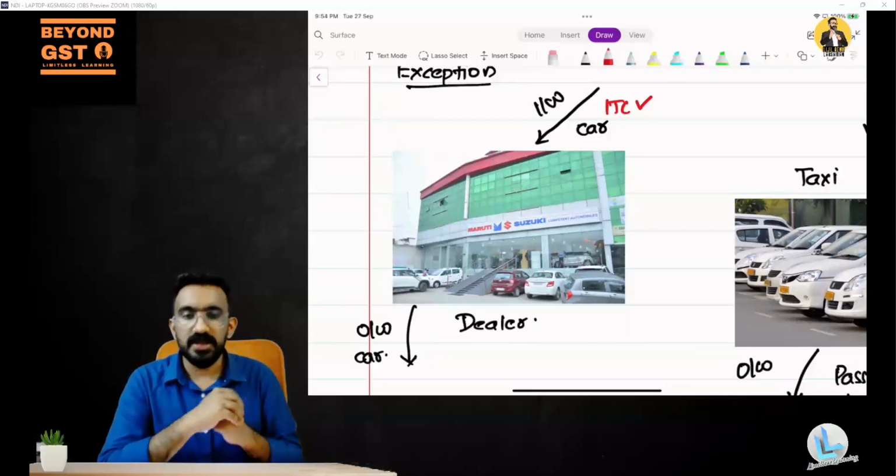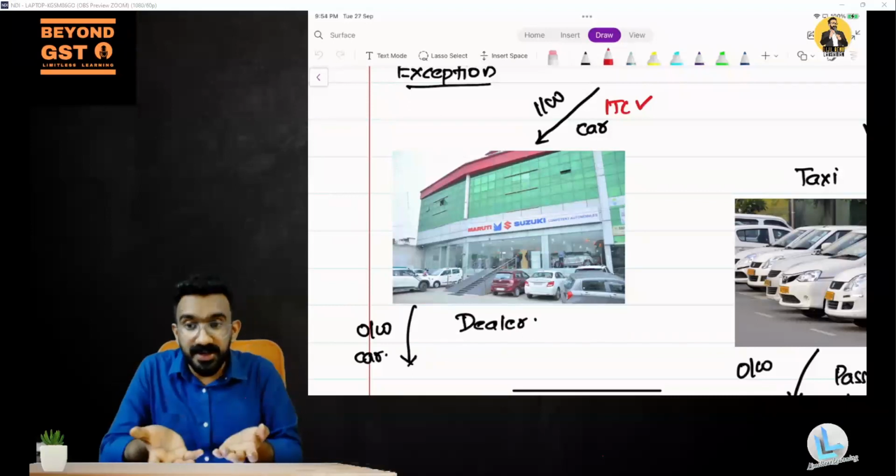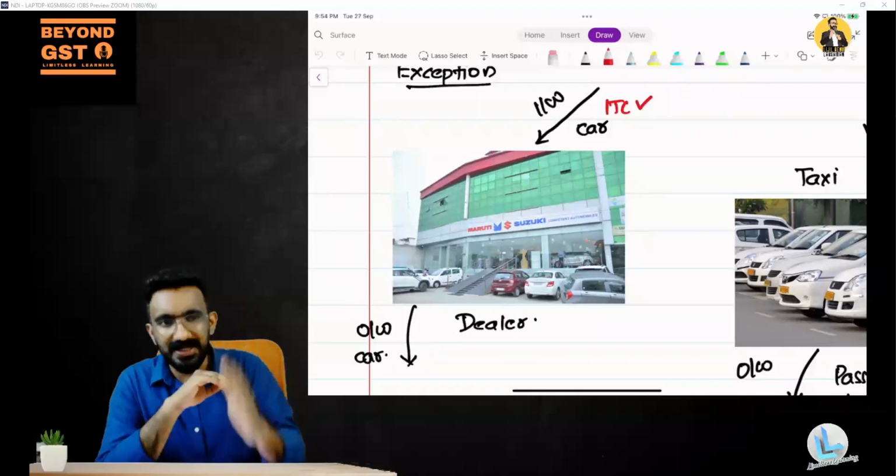Their stock in trade. Can they take credit, or will they not be allowed to take credit? They can take credit, because if I don't give them credit, then it will become double taxation. So it's a regular transaction. So the dealer can take credit.